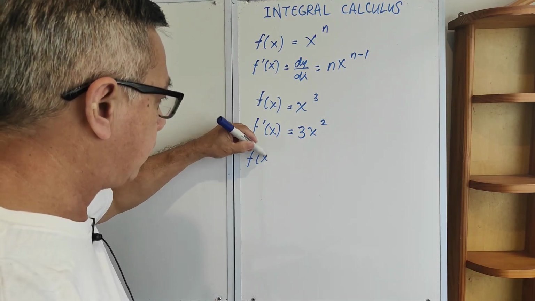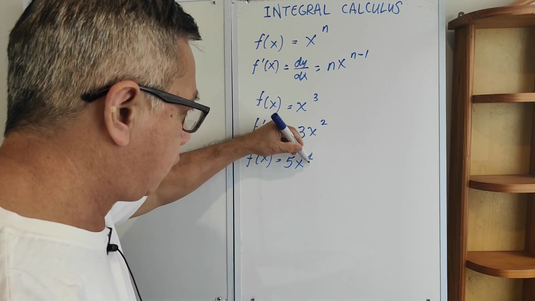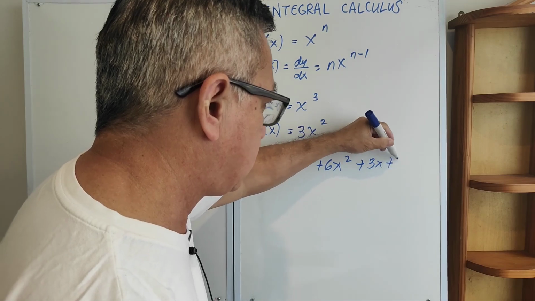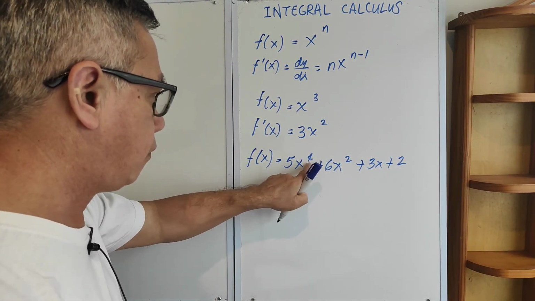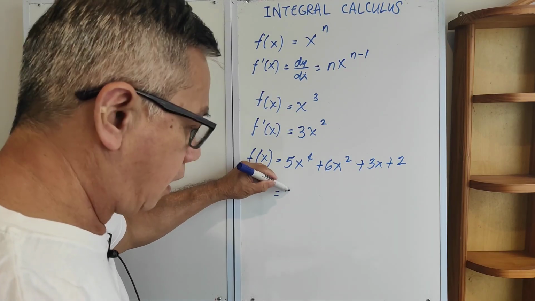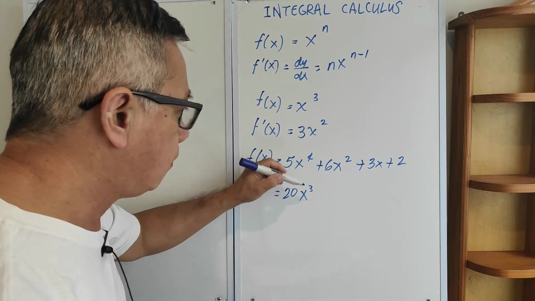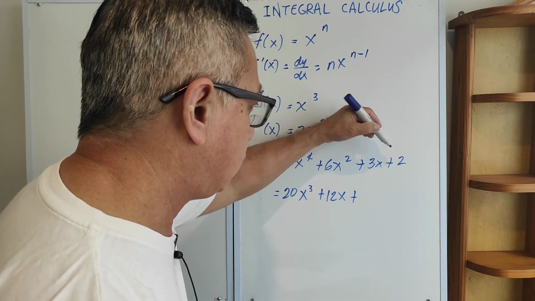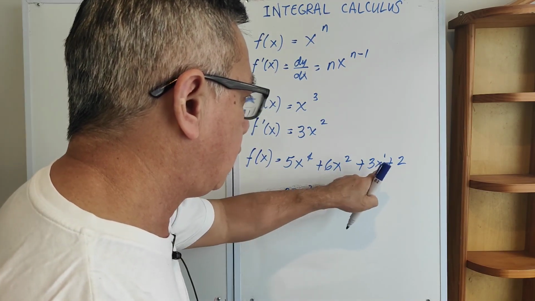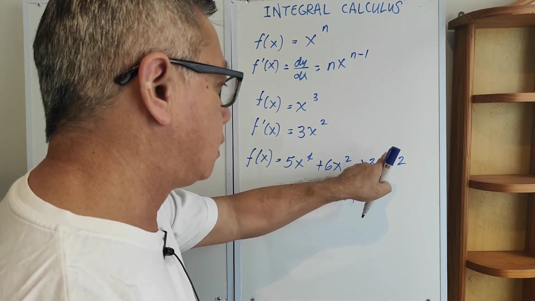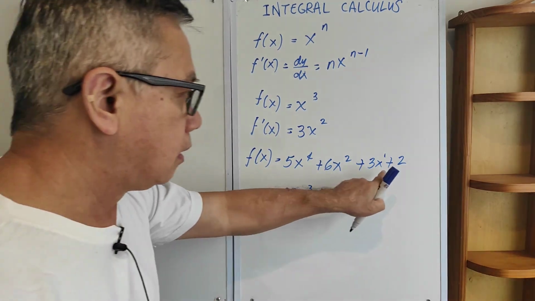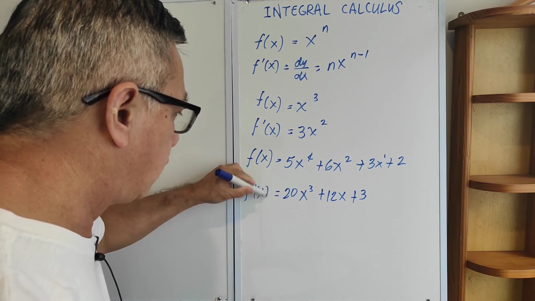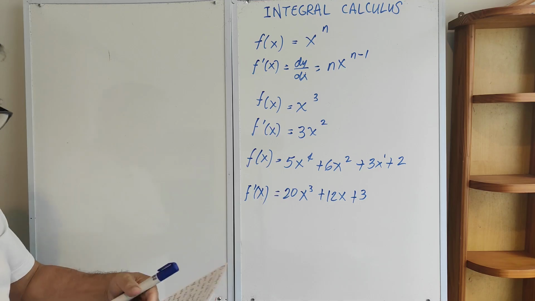if your f of x is equal to 5x to the 4th plus 6x squared plus 3x plus 2, so 4 goes in front of the 5, it becomes 20, then it will only be x cubed, and then 2 times 6 is 12, it will only be x, so 3x to the 1, 1 times 3 is 3, and then x to the 1 minus 1 is x to the 0, which is 1, and 2 disappears, so this is your f prime of x.